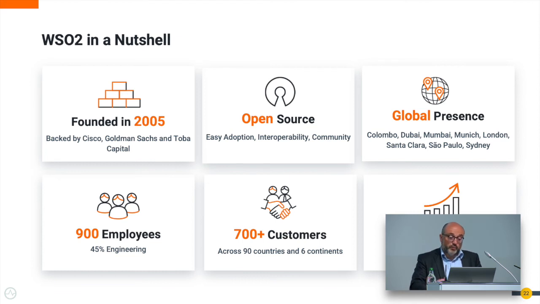Another differentiator is open source, which definitely brings different advantages: ease of adoption, the fact that you can rely on a community, the fact that there is no vendor lock-in, and this open source is also based on open standards. Our presence: we are based in Santa Clara, California, but we have offices, as you can see, on each and every continent, and in Europe we have one big office in London and another in Germany.